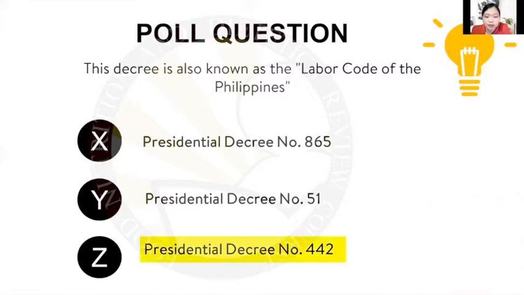Okay, time's up, and it is PD 442. PD 865 is the Sanitation Code of the Philippines. And EO 51 is the Milk Code.